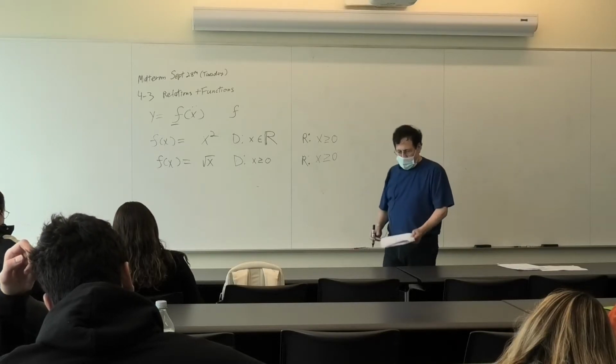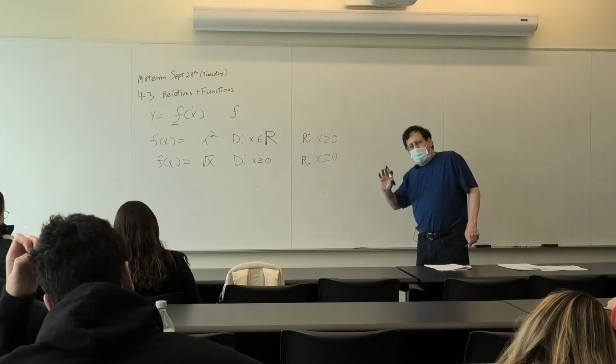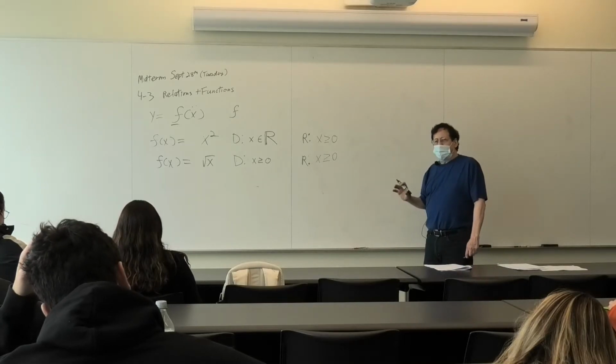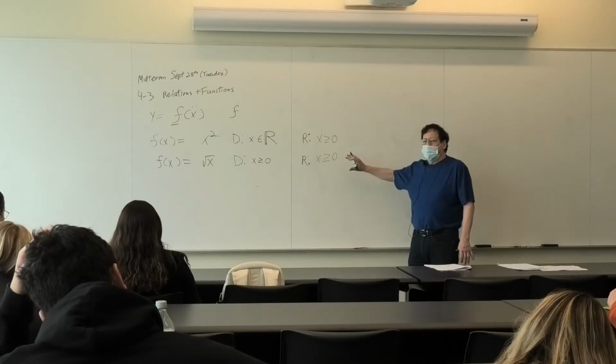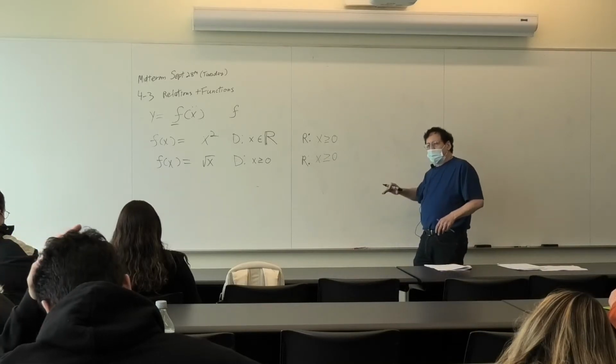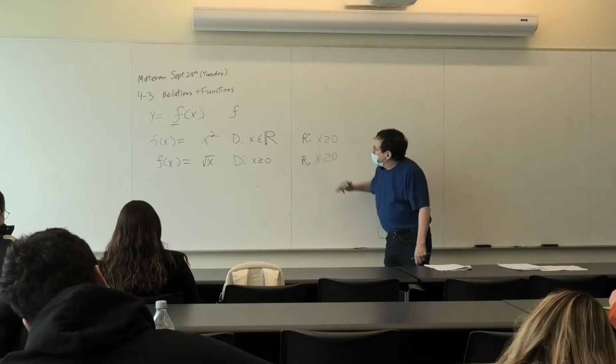Gonna put this aside for a second. I know we looked at graphs last time. I just want to take a look at what the graphs of these look like, because maybe that'll give us a feel for this domain and range thing.